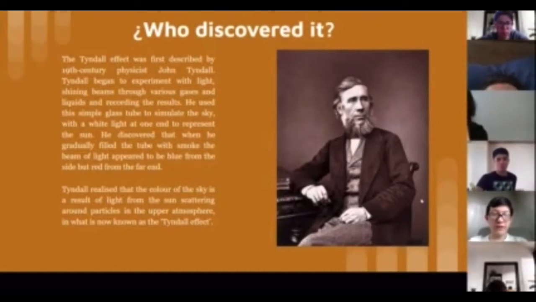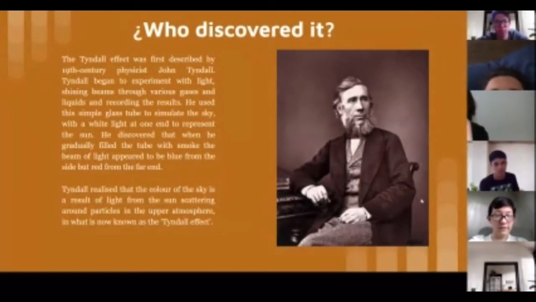Tyndall began to experiment with light, shining beams through various glasses and liquids and recording the results. He used this simple glass tube to simulate the sky, with a white light at one end to represent the sun. He discovered that when he gradually filled the tube with smoke, the beam of light appeared to be blue from the side but red from the far end. Tyndall realized that the color of the sky is a result of light from the sun scattering around particles in the upper atmosphere, in what is now known as the Tyndall effect.